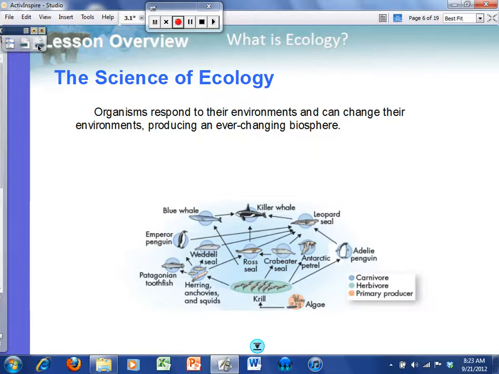Here is one of the biggest ideas that we're going to keep pulling back to all year. Organisms respond to their environments and can change environments, producing an ever-changing biosphere. Coming back to the idea of homeostasis, of organisms, individuals, and a homeostasis of our biosphere. Changing to maintain. Okay, so I'm going to write that down right now. Changing to maintain. And when I say maintain, it is to keep the balance. If something drastic happens, changes are going to happen throughout the system to keep a happy balance, to keep everything sort of in check.